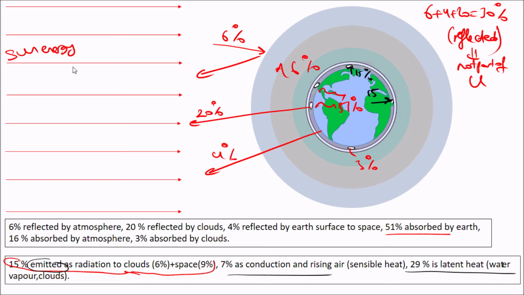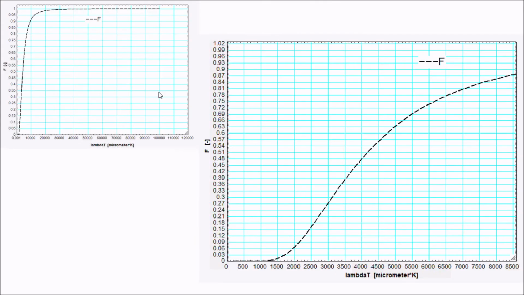And one more important thing here is that the ultraviolet rays of the sun energy are stopped here at the ozone layer. The ozone layer is not transmitting the ultraviolet energy from the sun, and since it is very dangerous for us, the ozone layer prevents that ultraviolet range from the sun.